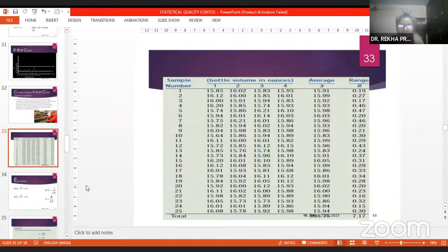ये दूसरा example है, इसमें सैंपल नंबर हम we have taken up till 25 और each में 4 ऑब्जर्वेशन. एवरेज निकाल लिया सबका, रेंज निकाल लिया सबका, then we have added it up, added the range up, so we can find out the X double bar and R bar.